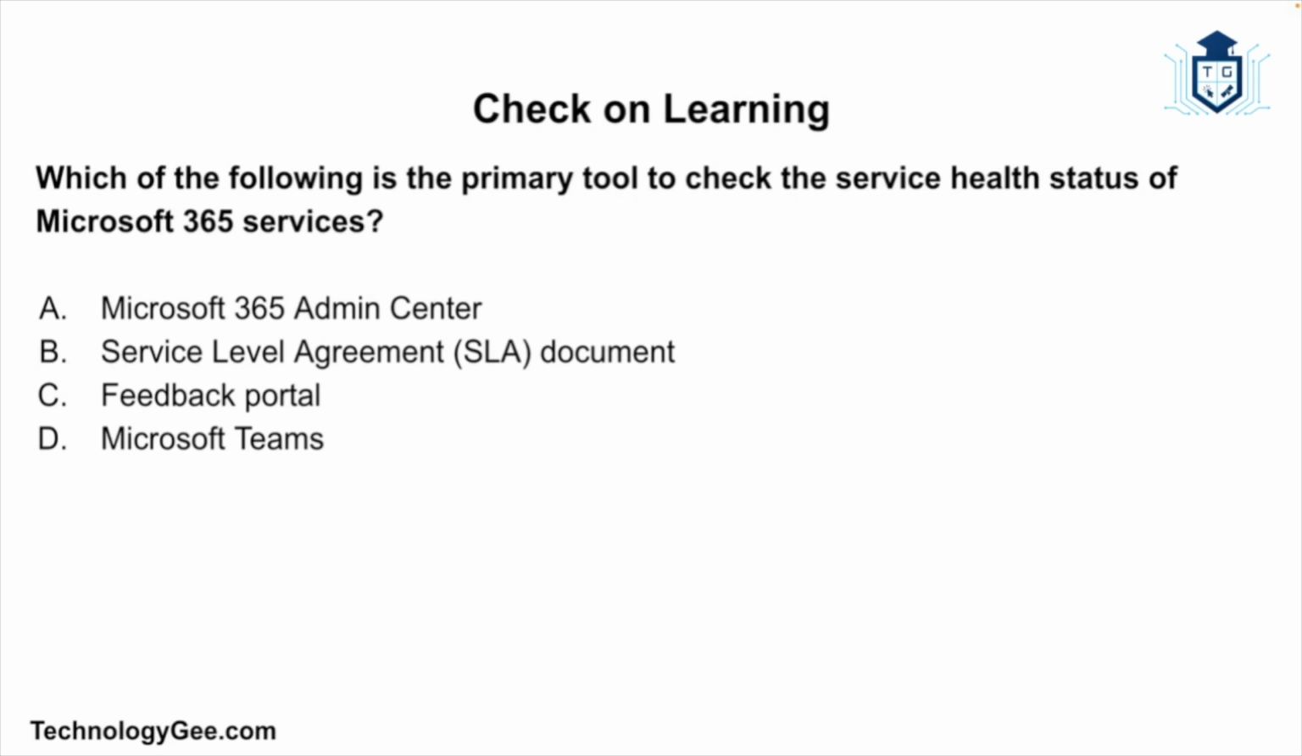Now, with all of that being said, let's do some check on learning. So the first question is, which of the following is the primary tool to check the service health status of Microsoft 365 services? Would it be the Microsoft 365 Admin Center? Would it be the service level agreement document? Would it be the feedback portal? Or would it be Microsoft Teams?